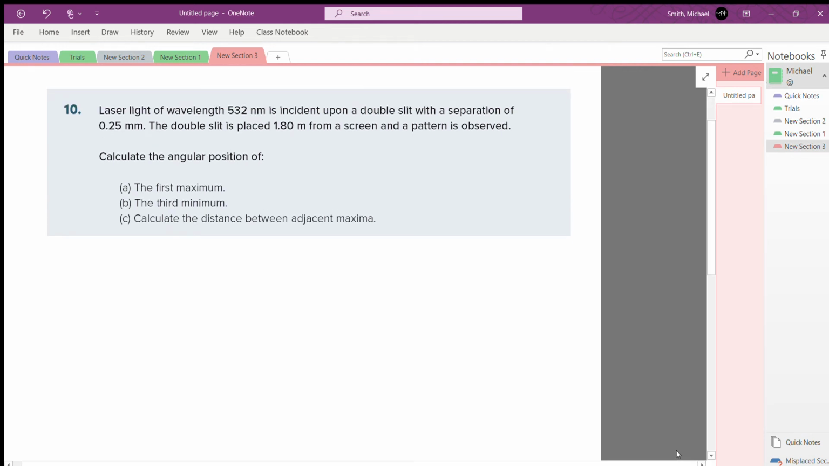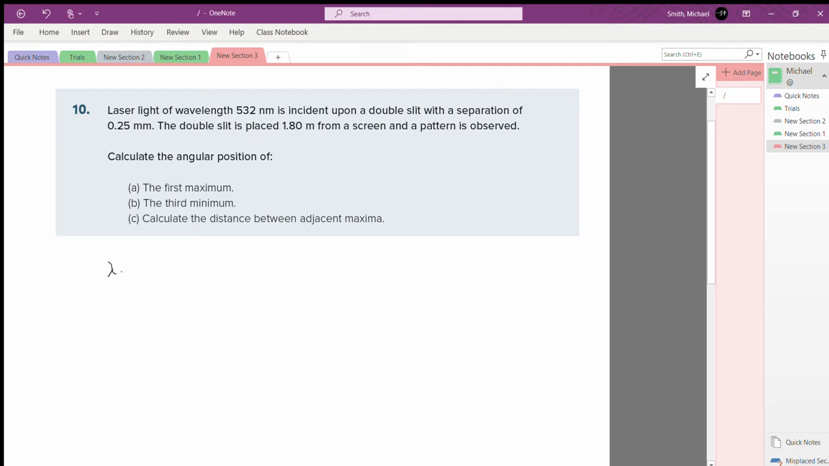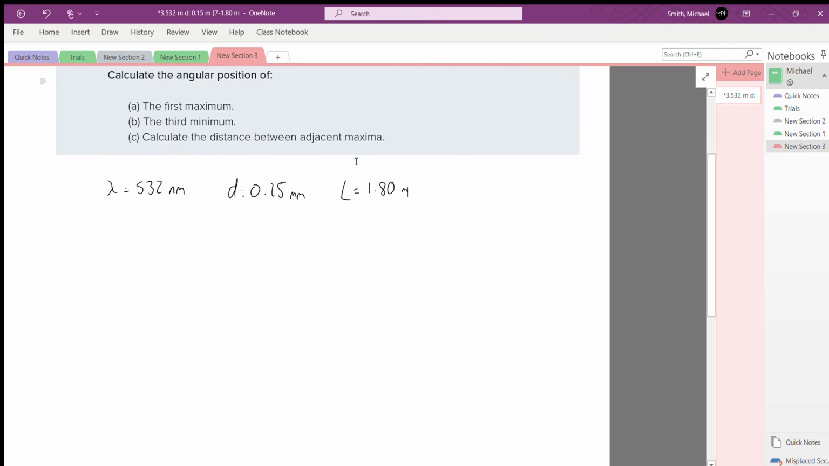This is question 10 from the SACE Stage 2 Physics course companion from Subtopic 3.1, the wave behavior of light. Here we have a laser with a wavelength of 532 nanometers in a double slit experiment, and the separation between the slits is 0.25 millimeters, and the slits are placed 1.8 meters from the screen and a pattern observed. Here we need to calculate the angular position of the first maximum.